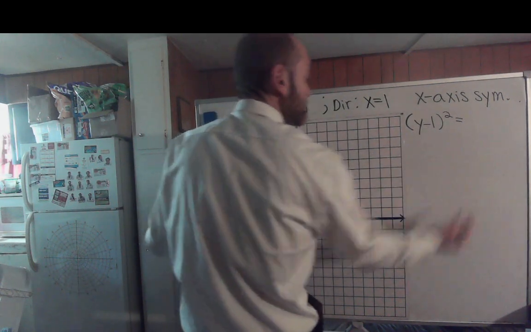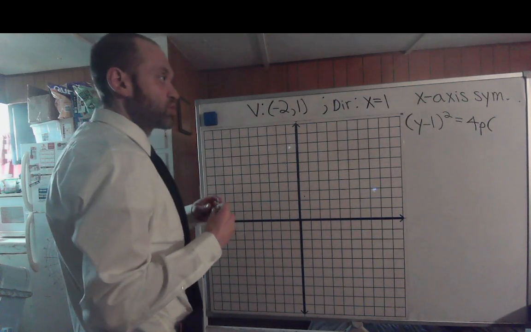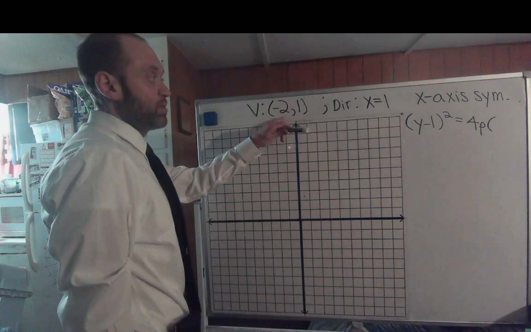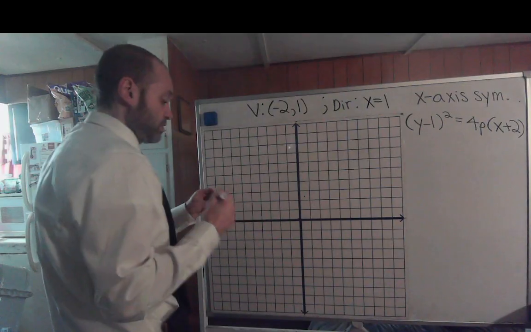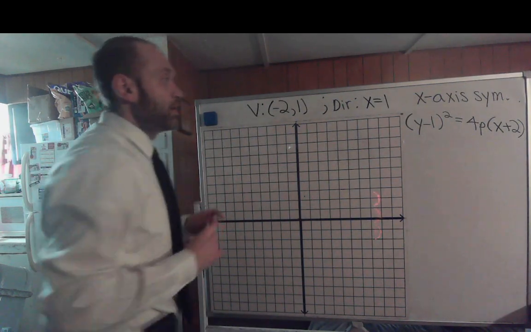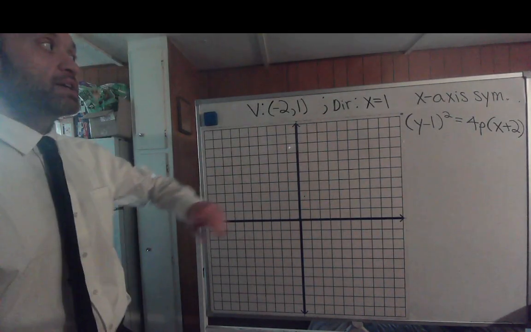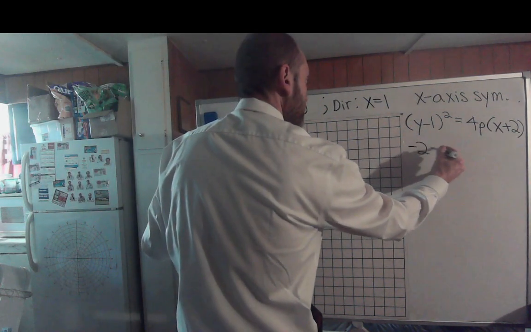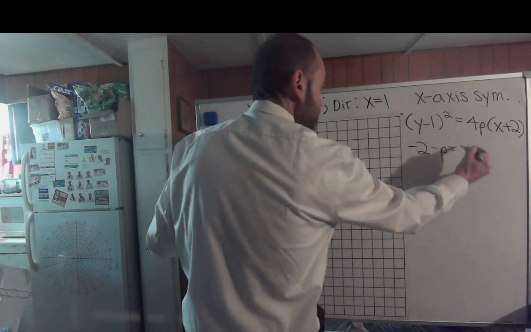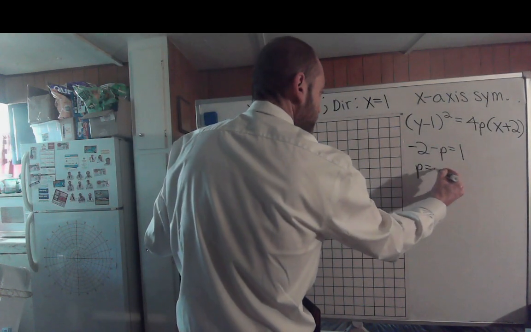squared is equal to 4p times, now what, the x-coordinate of the vertex is -2, so x equals -2. This would be x plus 2. So you'd have 4p times (x plus 2). Okay, well, how do you get from the vertex to the directrix? Again, you got to subtract p. So you would take that -2 minus p. You'll set that equal to 1 for your directrix. Well, that would just give you p equals -3.